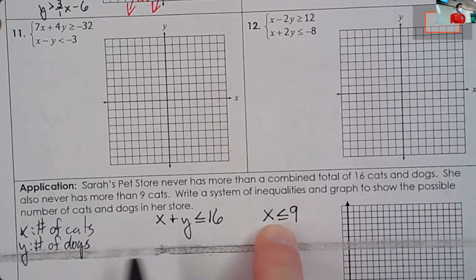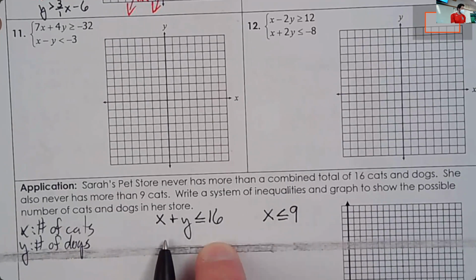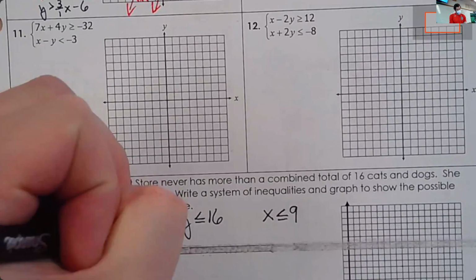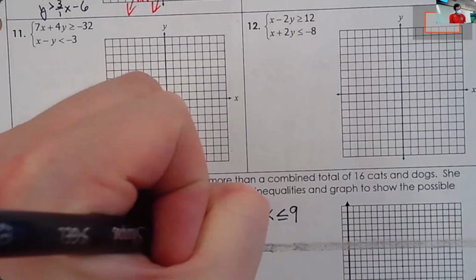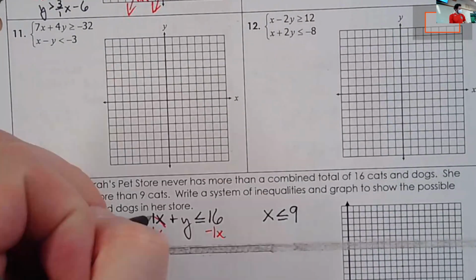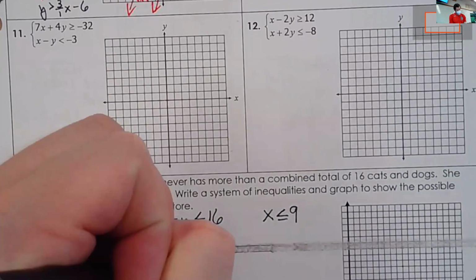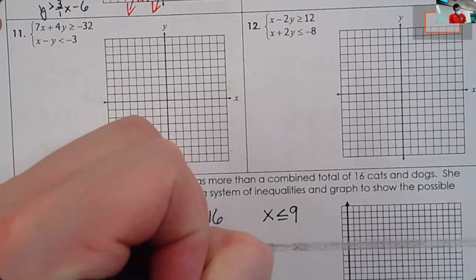Our first inequality, though, we have to make an adjustment to, because we have to get Y by itself. So I'm going to put a 1 in front of the X. I'm not going to put a 1 in front of the Y, though, because it's a positive Y, and we're just trying to get Y by itself. So what we need to do here is minus 1x from both sides. Because if we're going to graph it, we have to have Y by itself, and that'll be Y is less than or equal to negative 1x plus 16.